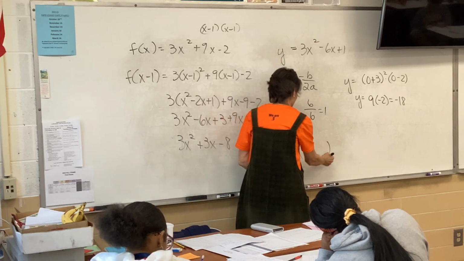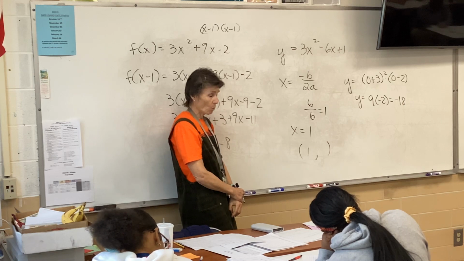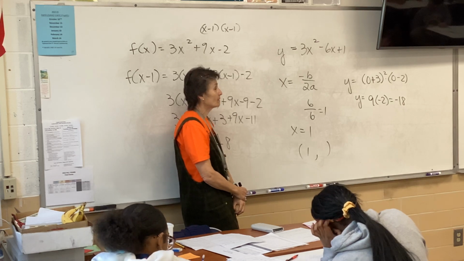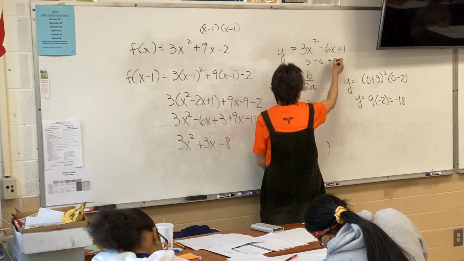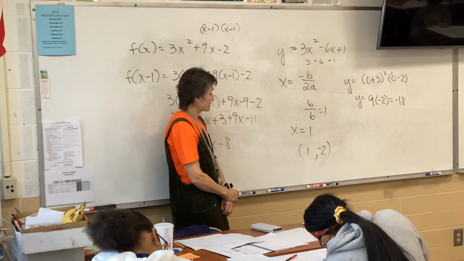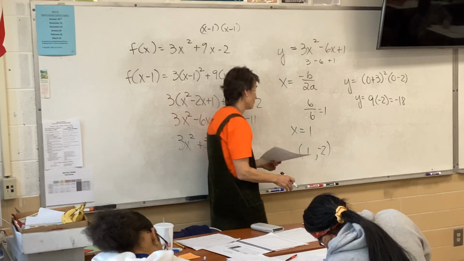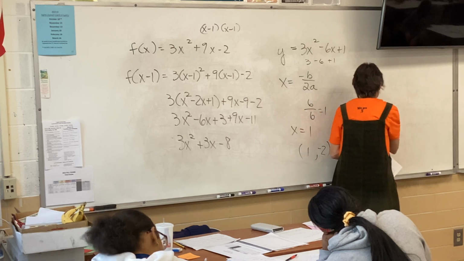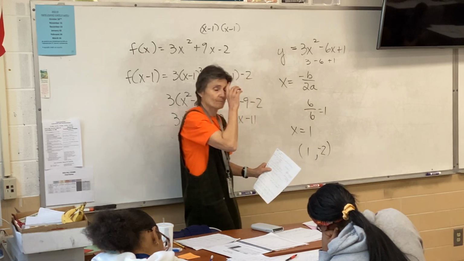Vertex is a point though, so I'm not done. I have the x coordinate as 1. How do I find the y coordinate? Plug it back in. So that'll be 3 minus 6 plus 1. I got negative 2. So my vertex is 1, negative 2. Remember, the whole purpose of review is to jog your memory so you know what to study. So if you have forgotten negative b over 2a, put a star by that. Spend some time with it.